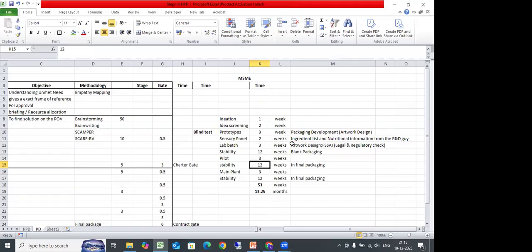The objective is, see, a pilot plant batch is 5 kg or 10 kg. Your main plant batch is 500 kg. If a particular formulation fails in the pilot plant and you skip the pilot plant and go straight to the main plant, your 500 kg material will go waste. Understood? Yeah, okay, sir. Okay.